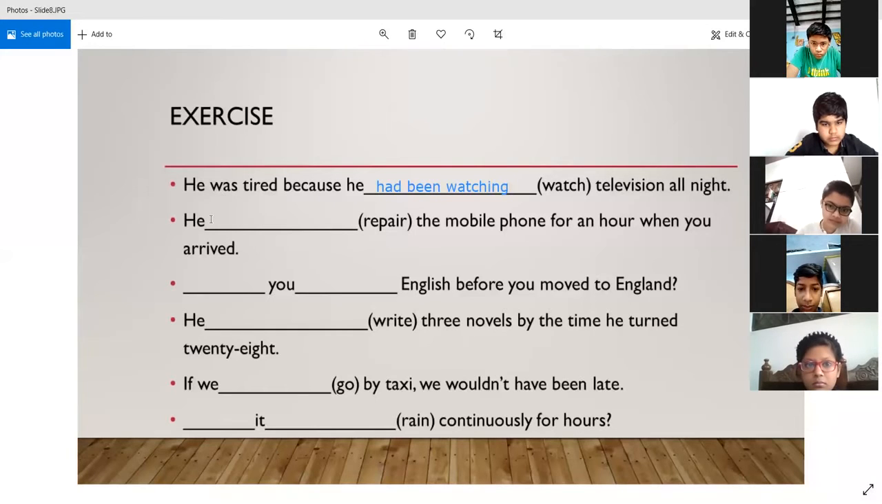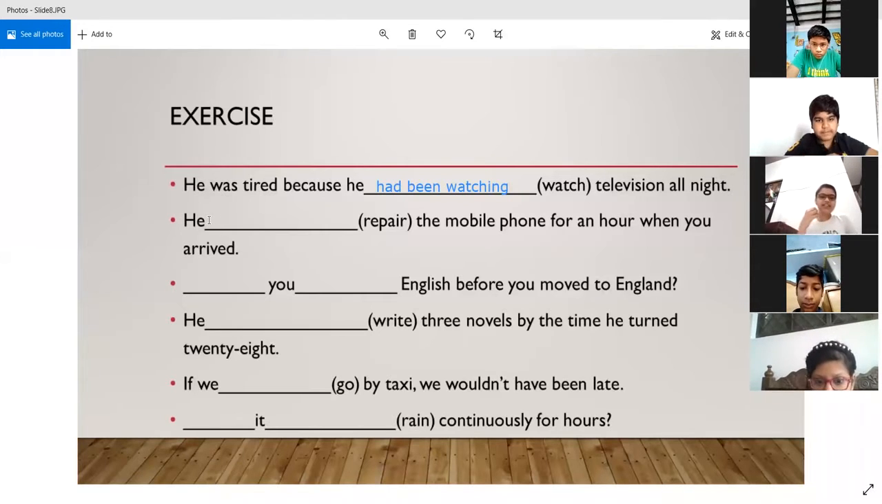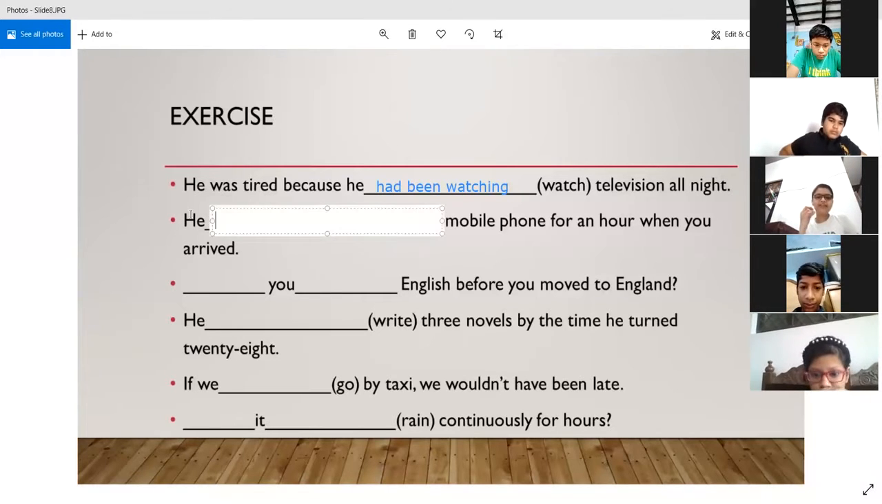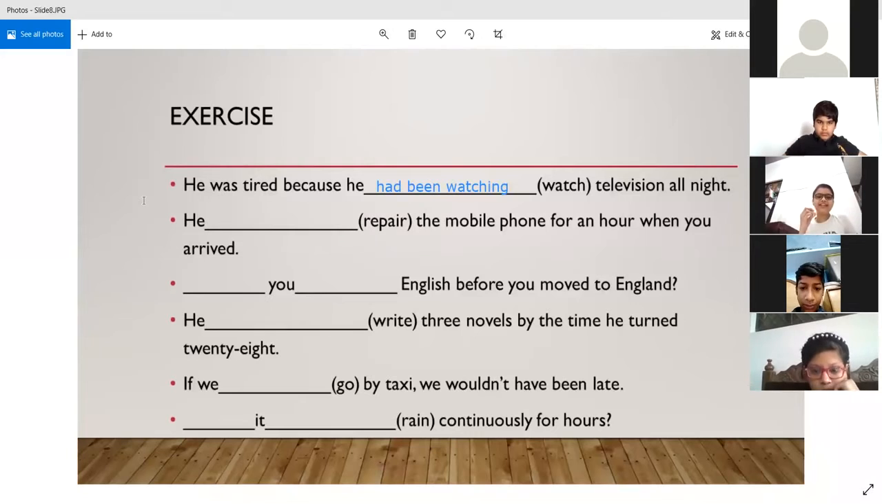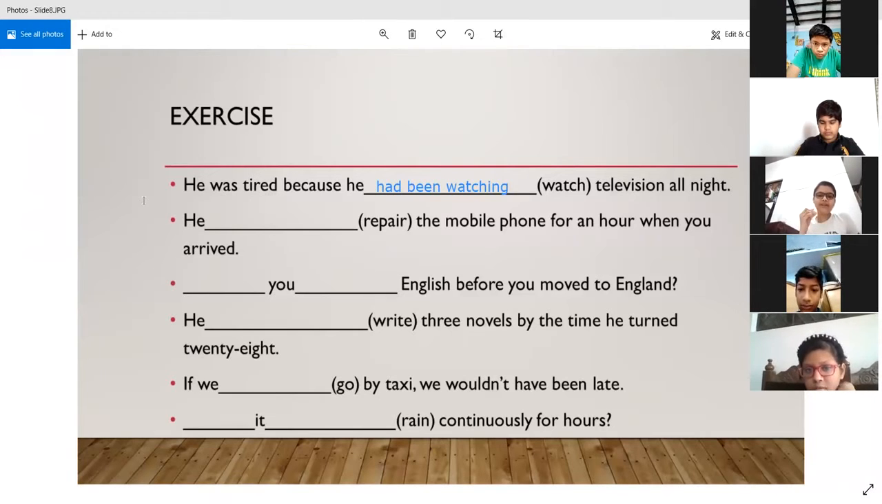Pranjal, you want to answer the second one? Yes, sir. Good morning, teacher. Good morning. Sir, the answer of second one will be: he had repaired the mobile phone for an hour when you arrived.